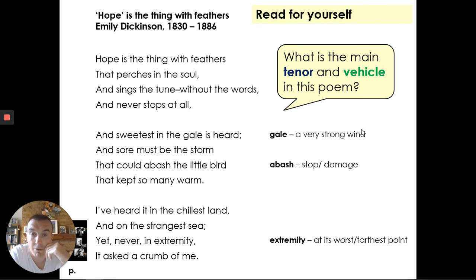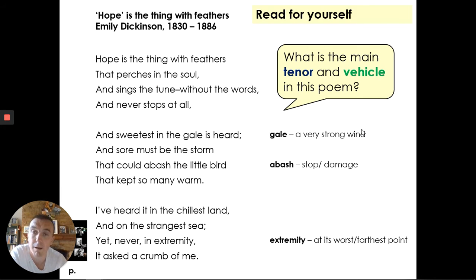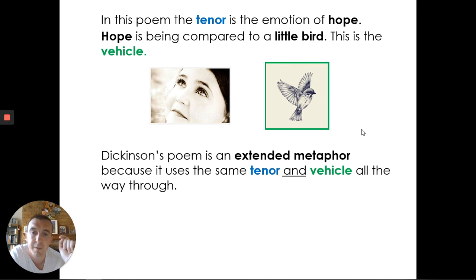Okay, hopefully you've read it through at least once or twice. And you may well be thinking about, right, the tenor and vehicle in this poem. The tenor is hope. It's what we spoke about at the start. Hope is the thing which is being described, but the vehicle, what's it being compared to? Well, that thing with feathers is a little bird. That's the vehicle.